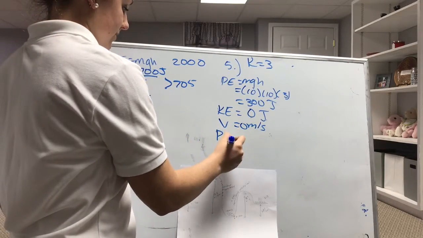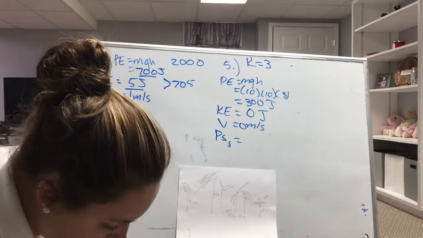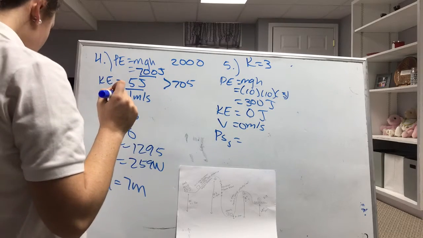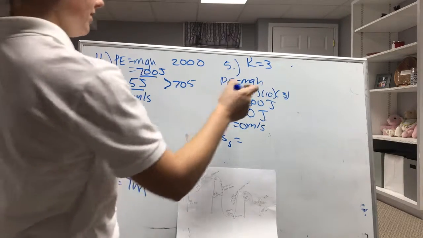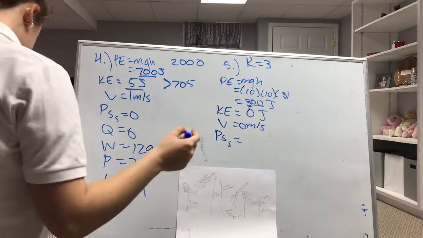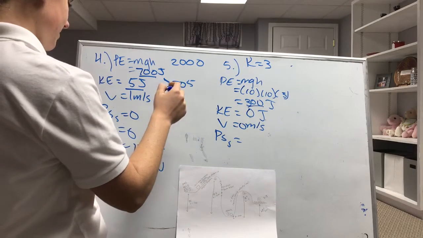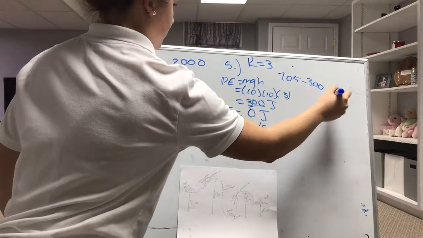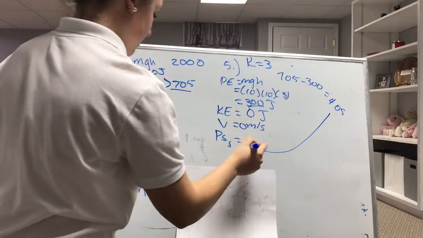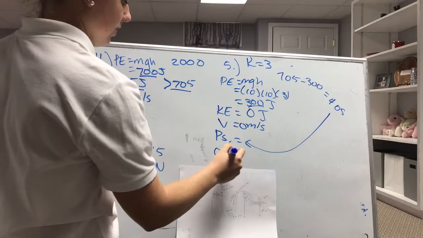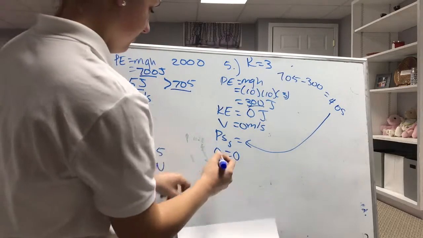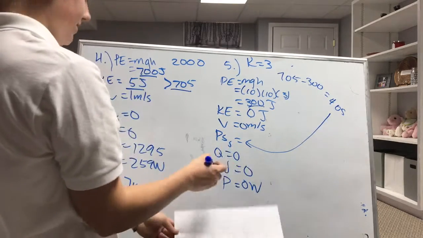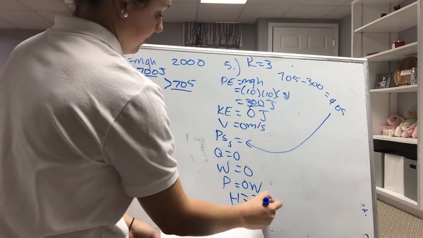The potential energy of the spring, we can find this equation in our reference table, 1/2 kx squared, or we can get it from the loss here, 300, from the 705 here, to know that 705 minus 300 is equal to 405 for potential energy of the spring. Internal energy Q is equal to 0. Work is equal to 0. Therefore, power is equal to 0 watts. And we said the height is equal to 3 meters.